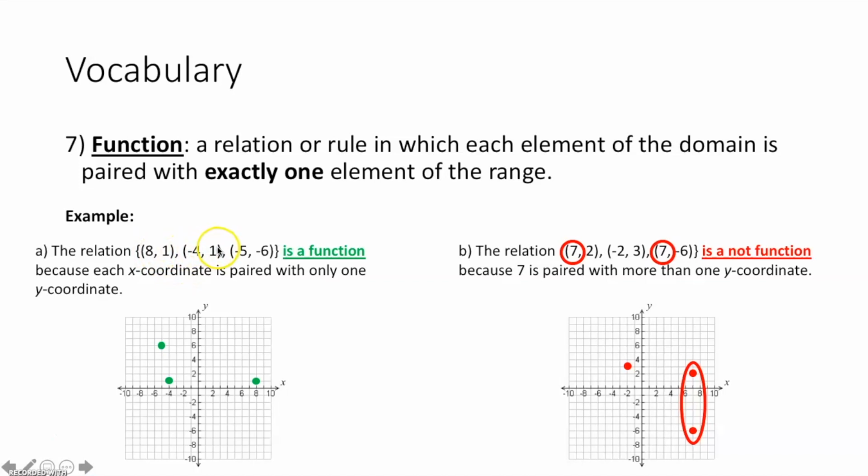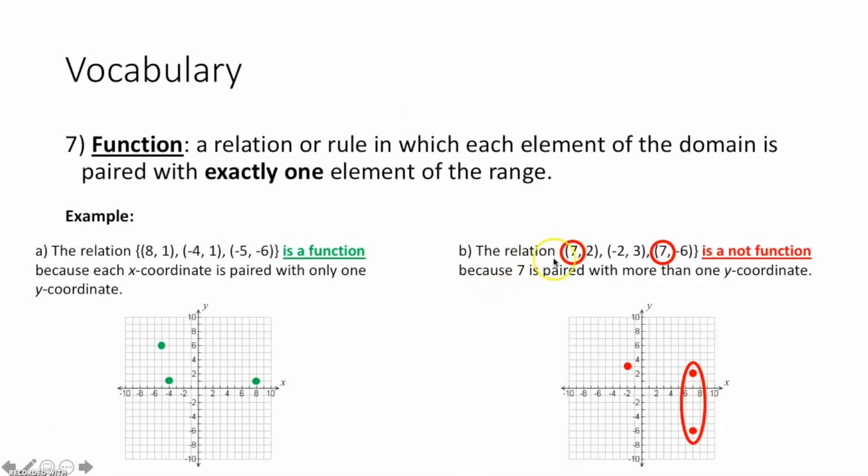Each x coordinate is paired with only one y coordinate. Now, you can see that the 8 is paired with the 1 and the -4 is also paired with the 1. That's okay, as long as you don't have one x value paired with multiple y values.